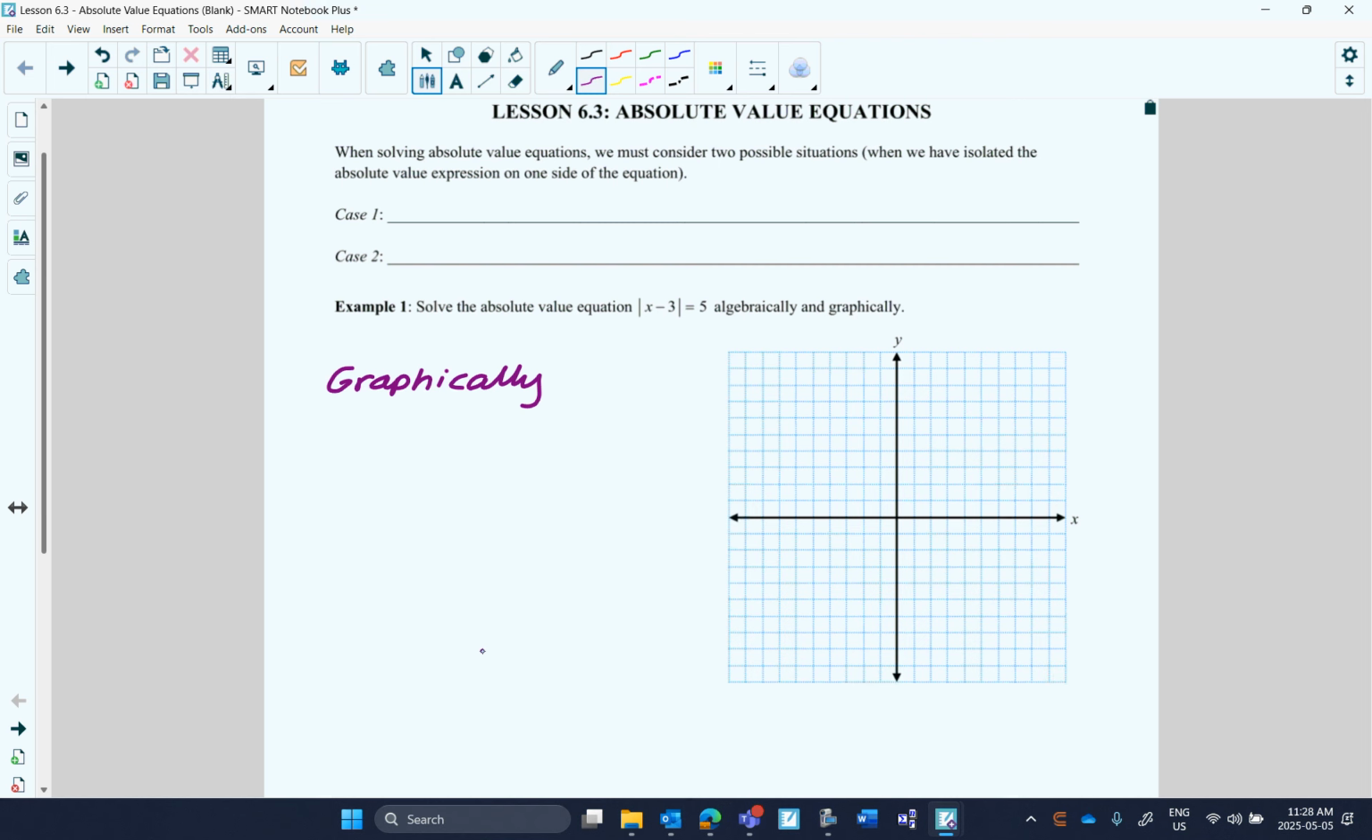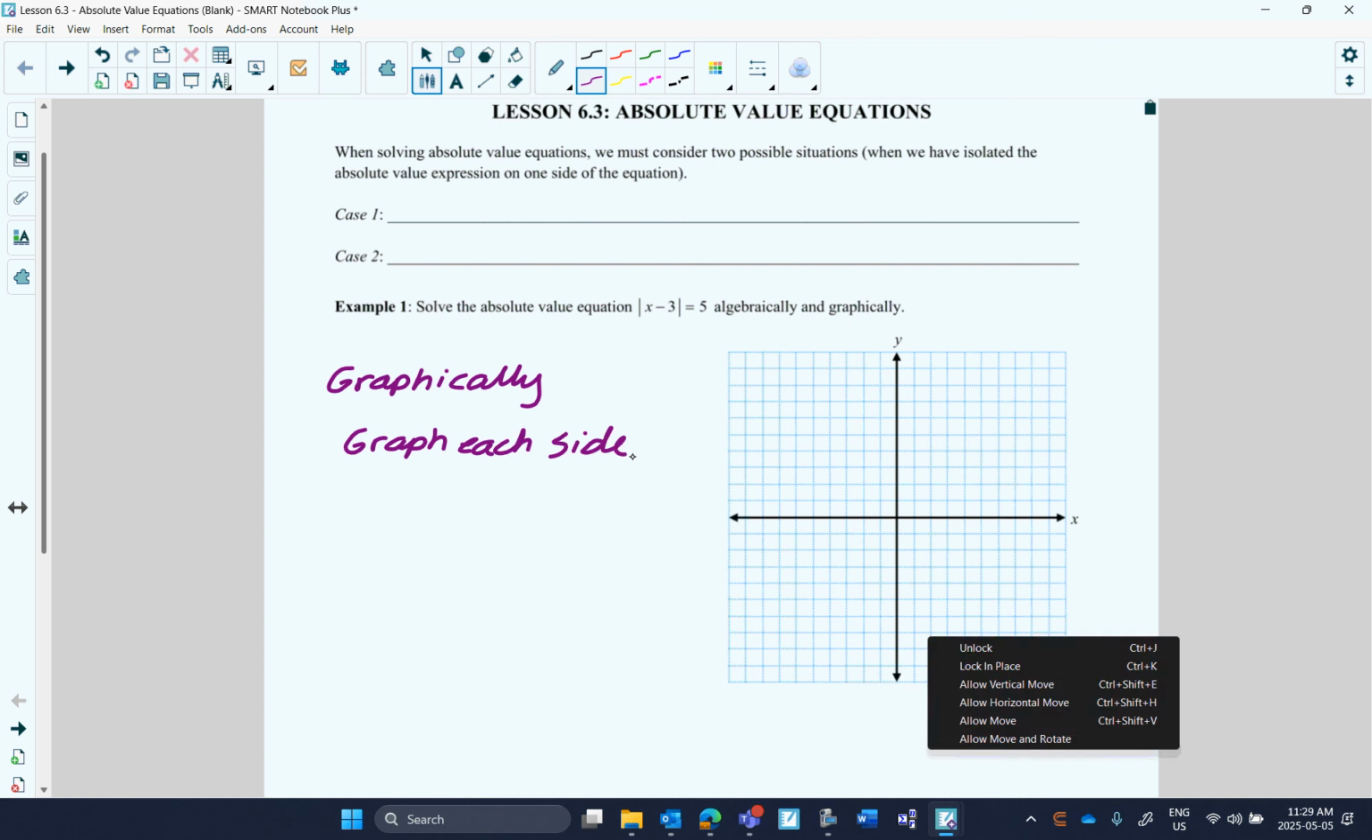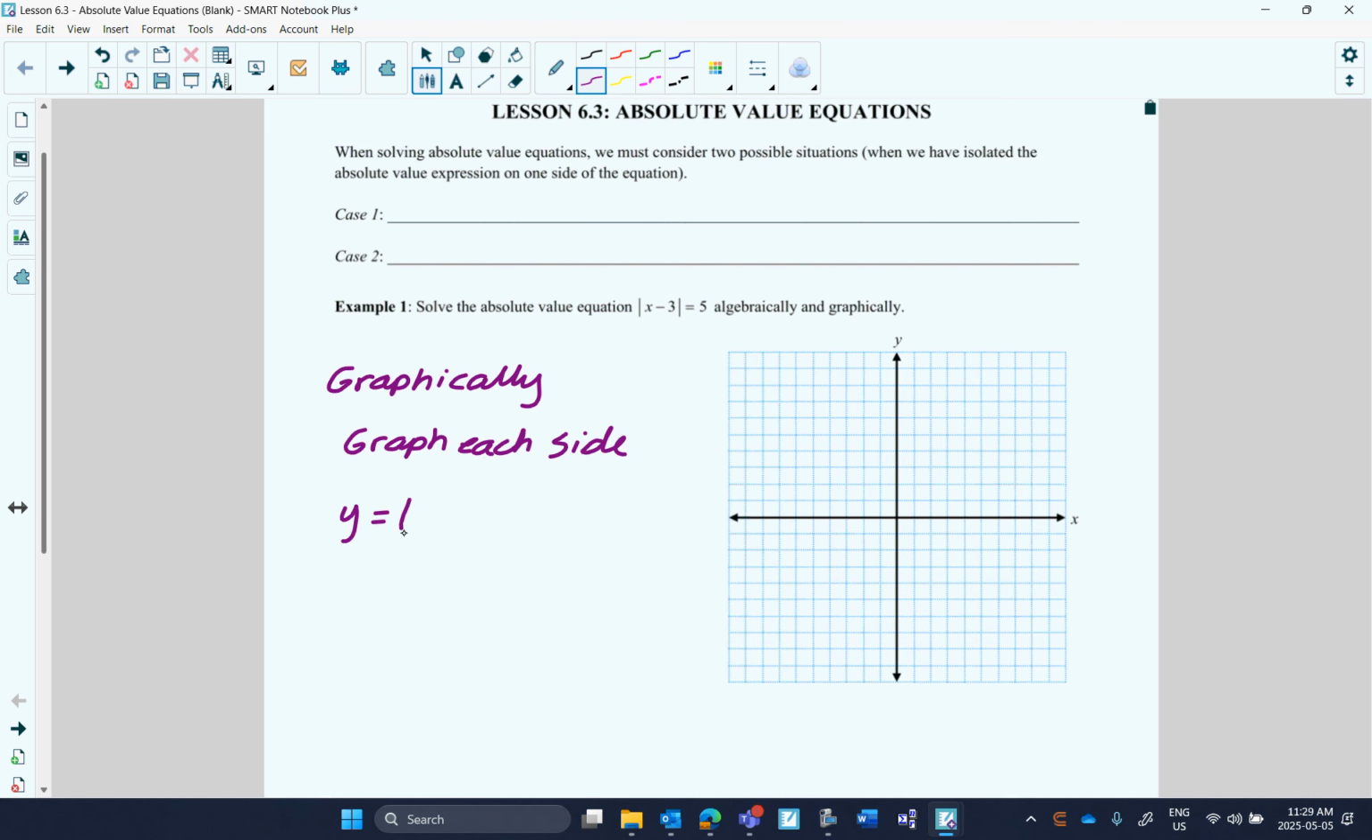What do you do with each side of the equation when you want to solve graphically? What would you do for each side of the equation if you want to solve it graphically? Graph each side of the equation. So you take each side, toss a y in front of it, and graph each of them.